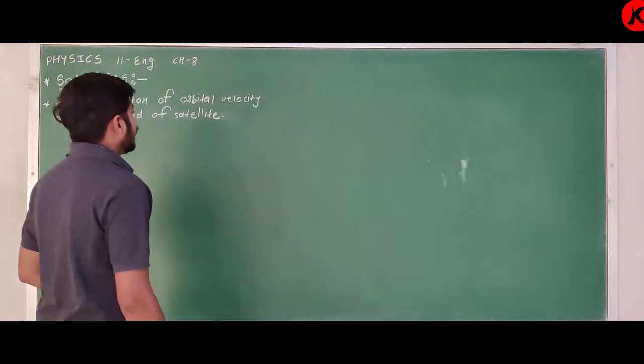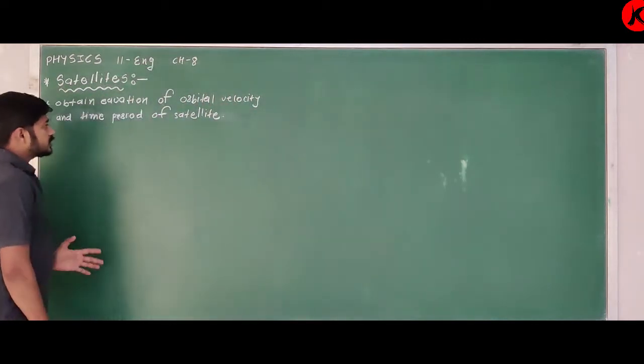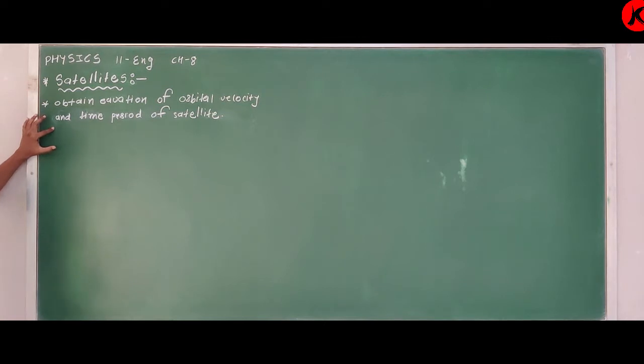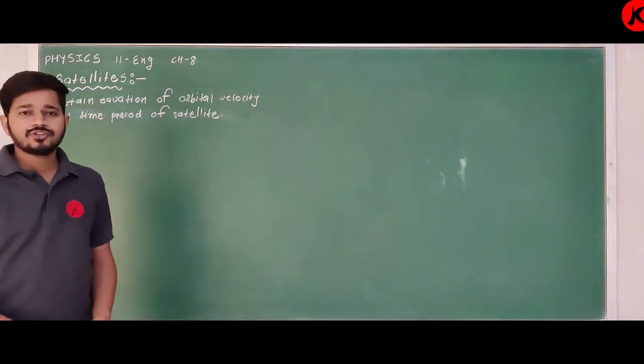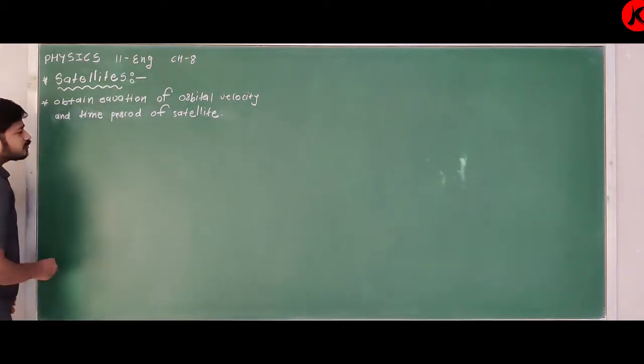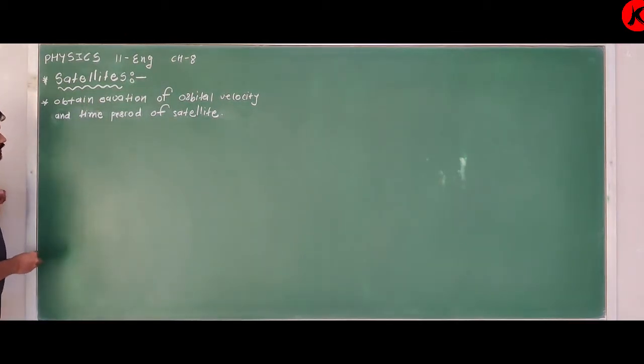So here, what is the question? The question is: obtain the equation of orbital velocity and time period of a satellite. For that we are taking one situation, like this.